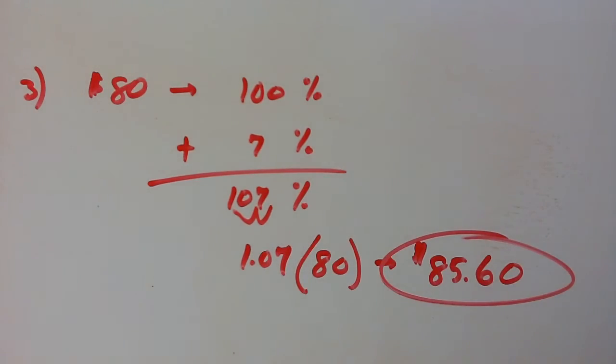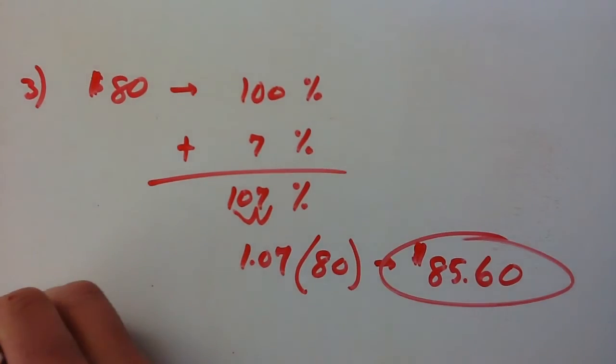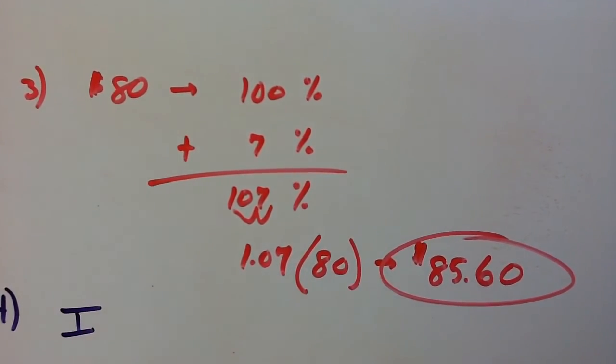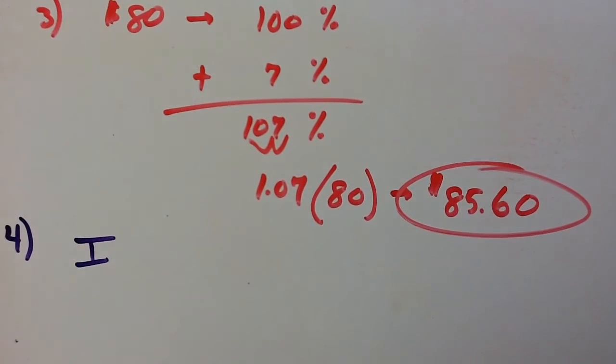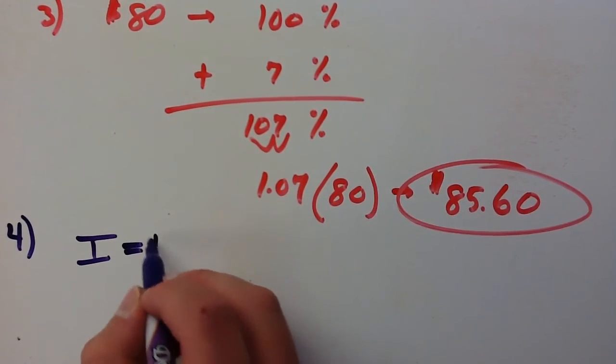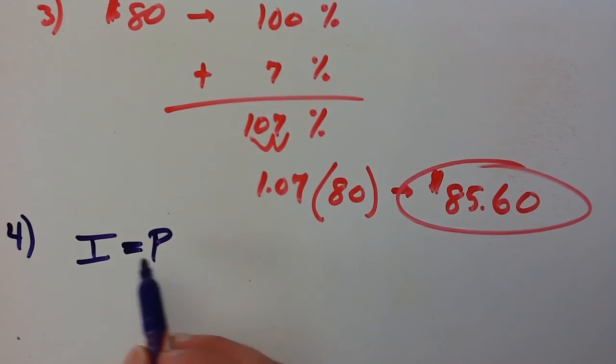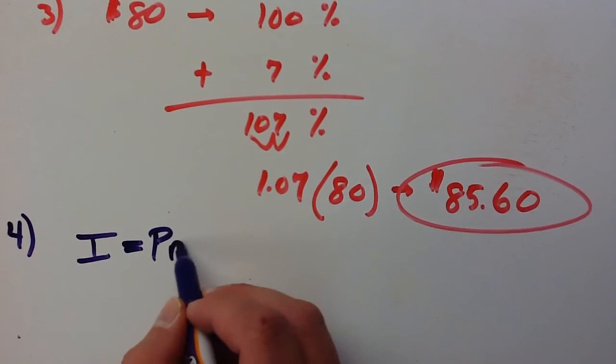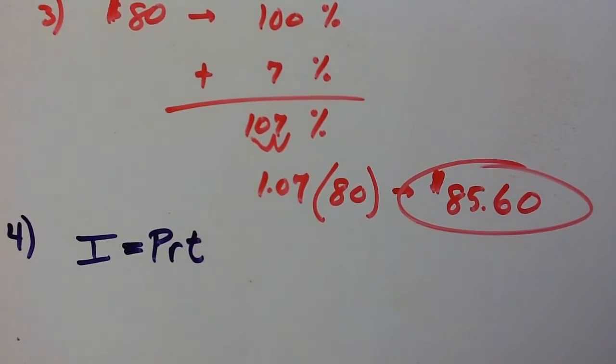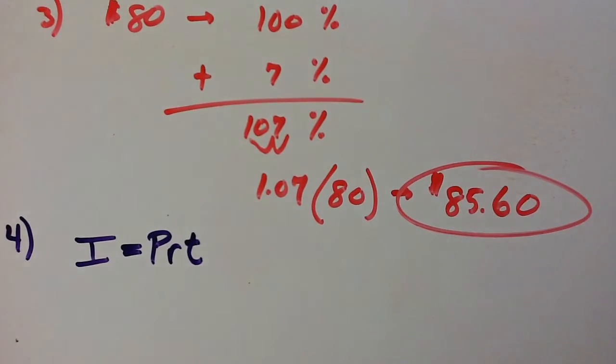Okay, number 4 asks about interest. Now remember, to find interest, which we use capital I to represent, we take P, the principal, which is the amount borrowed or earned. Interest equals principal times rate times time. The rate is a lowercase r. It is given to you as a percentage, but to put it into the equation, you always make it a decimal. And time is given in years.